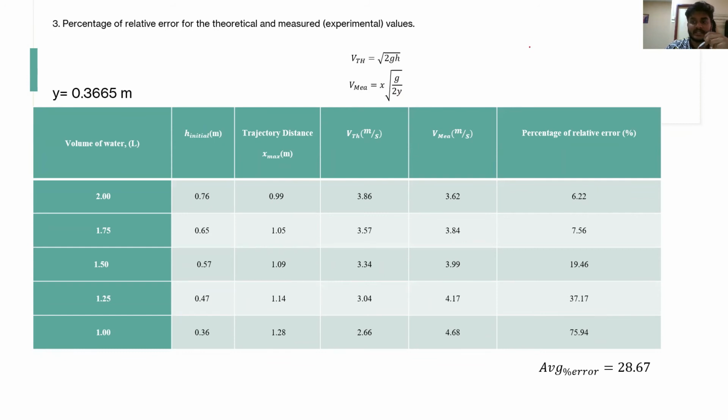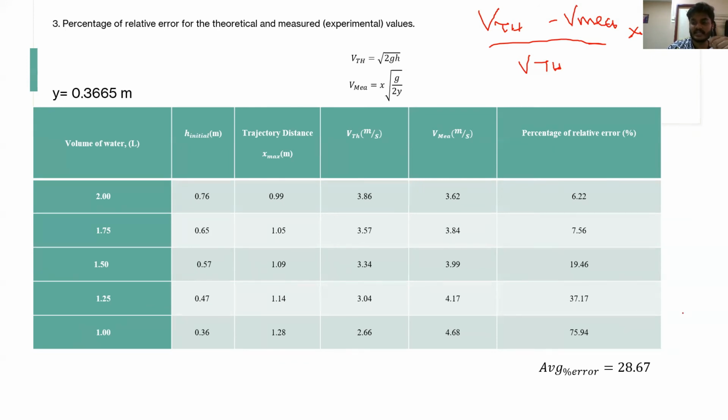To find the percentage of relative error, we have to use this formula: V theoretical minus V measured over V theoretical, times 100, which is the percentage. If I were to show each step for each percentage of relative error in the table, the calculation would be too long. That's why I didn't show any calculations. So I just showed the percentage of relative error.